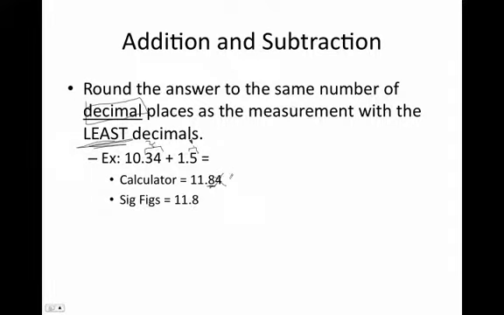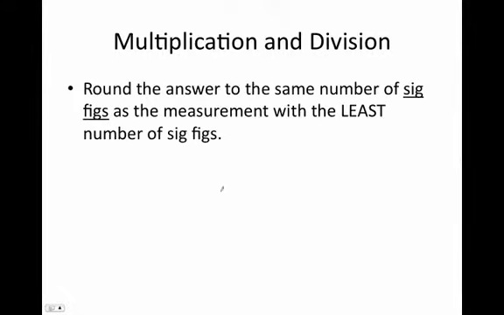Let's try another example. We're moving on to multiplication and division. For multiplication and division, I round my answer to the same number of sig figs as the measurement with the least number of sig figs. So instead of looking at numbers of decimals, we need to determine the number of sig figs. And we still want the least number of sig figs.